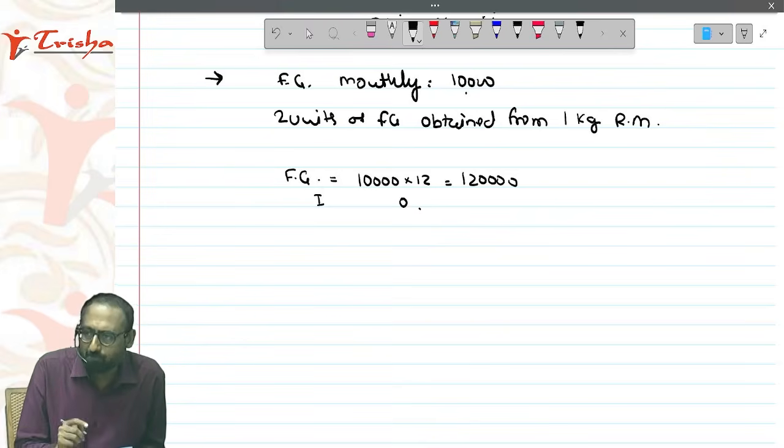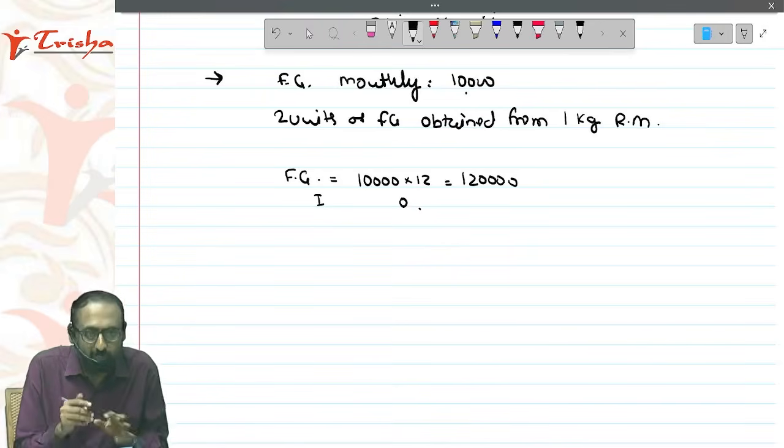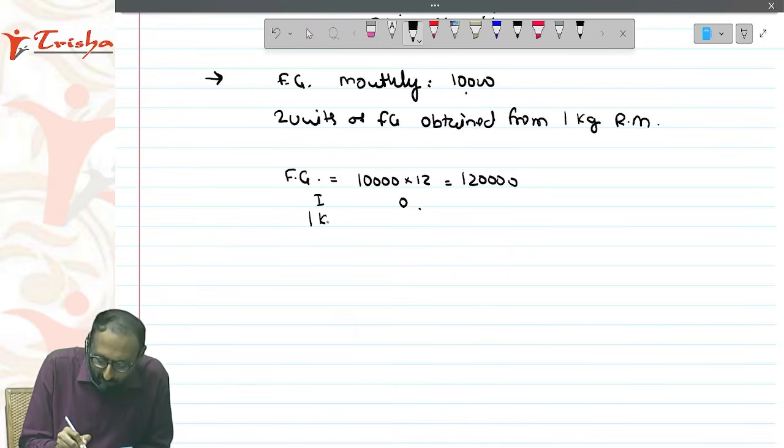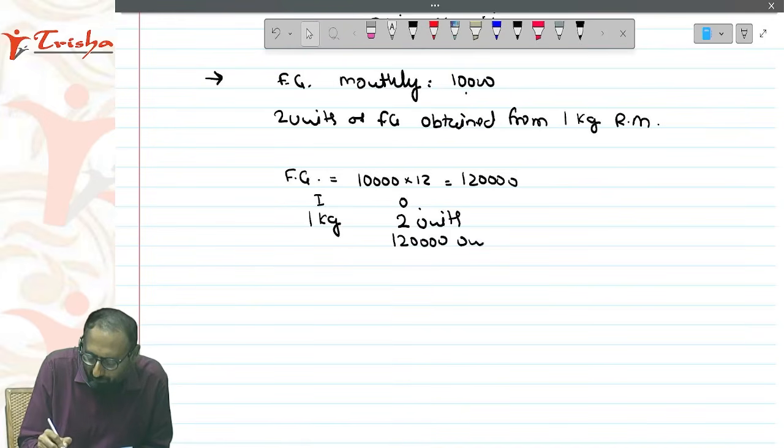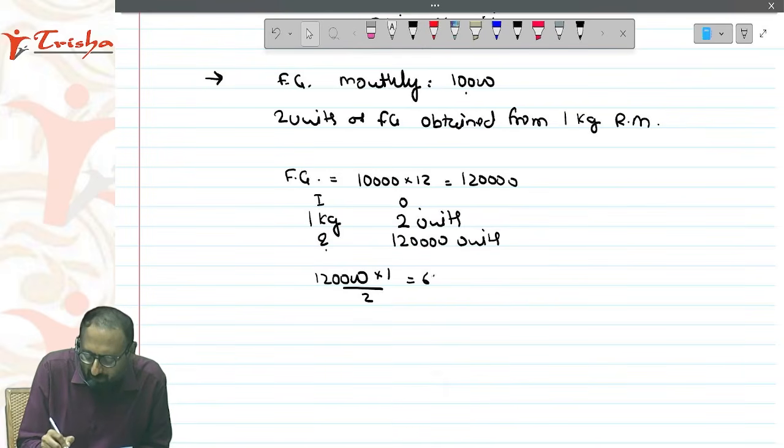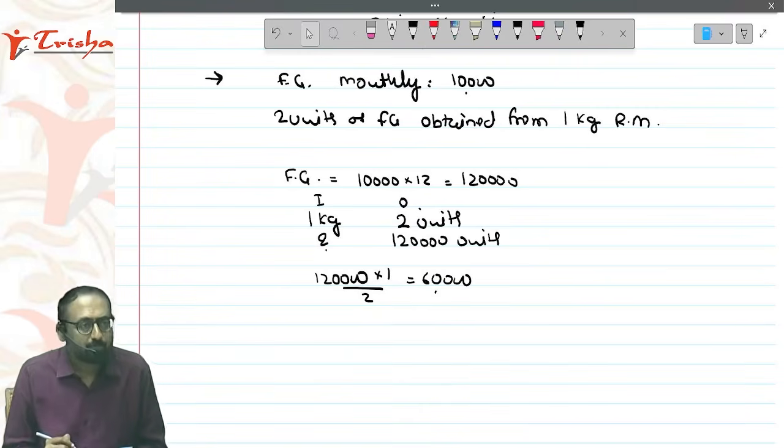2:1 or 1:2? Sir, what will be the input? If 1 kg is your input, then output will be 2 units. So if you want to produce 1,20,000 units of final product, how much kg material will be required? Is it 1,20,000 multiplied by 1 divided by 2? Is it 60,000? Do you agree with this?